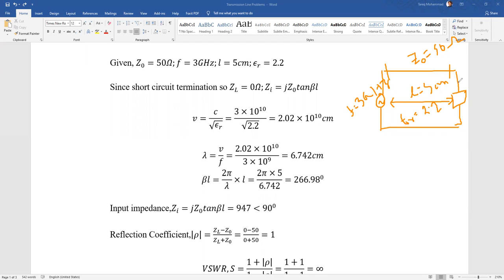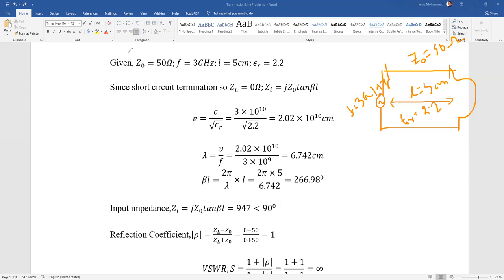Okay, again, one thing, it is short, that means we do not have the load. We have the short circuit here. So this would look like this. I am just rubbing this. So that is a short circuit. So we do not have the load. So according to the ideal case, all the wave will be coming from here.